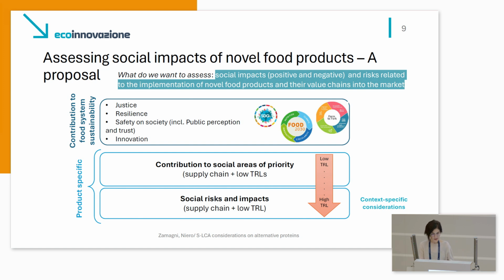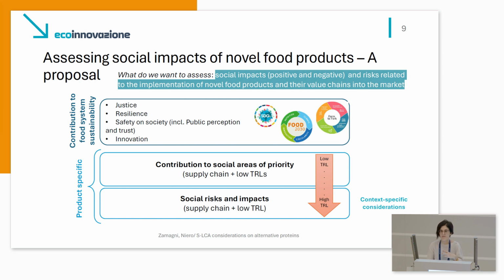The last point that you see in the lower part of the slides is that we need to consider that we are talking about new products for which information can be scarce. So the approach has to be a tiered approach, one that evolves according to the level of development of information for the different TRLs. When we have a very low TRL, we have only a concept, some idea.